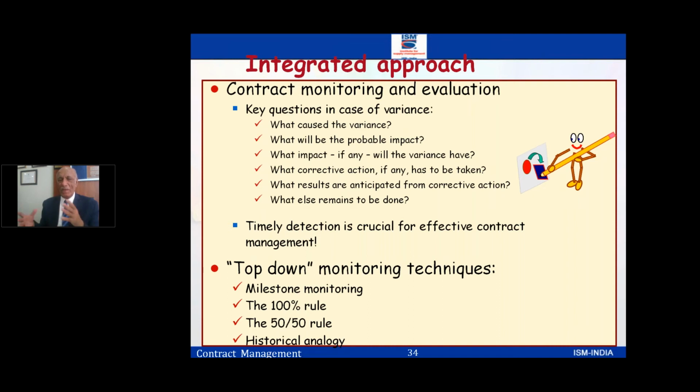So top down is, again, you could have total milestone monitoring, matching each and every milestone. You do it on a one-by-one basis. Otherwise, you cut short sometimes with 50-50 rules, 100% rules.